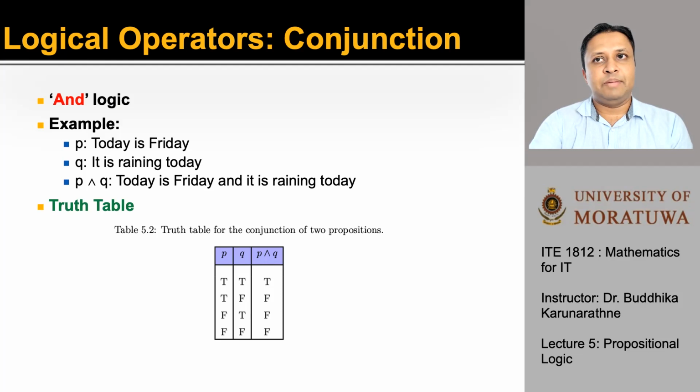So look at the truth table. P and Q, you have the different truth values, true or false. When both are true, conjunction is true. But when either of the propositions has a false truth value, then the conjunction has a false value.